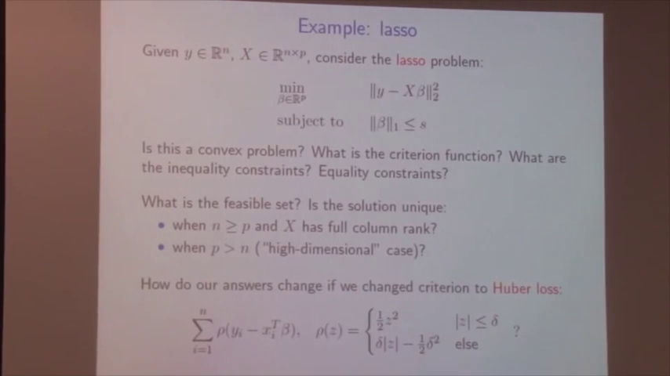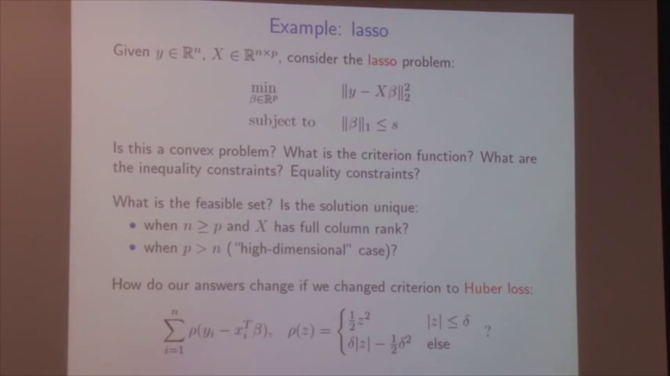So here's a problem that a lot of you are probably familiar with, and we're going to look at it through the lens of the terminology that we just learned. This is the lasso problem. So what we've got in our objective is what? Someone want to tell me what the objective of this problem is? Least squares, that's right.